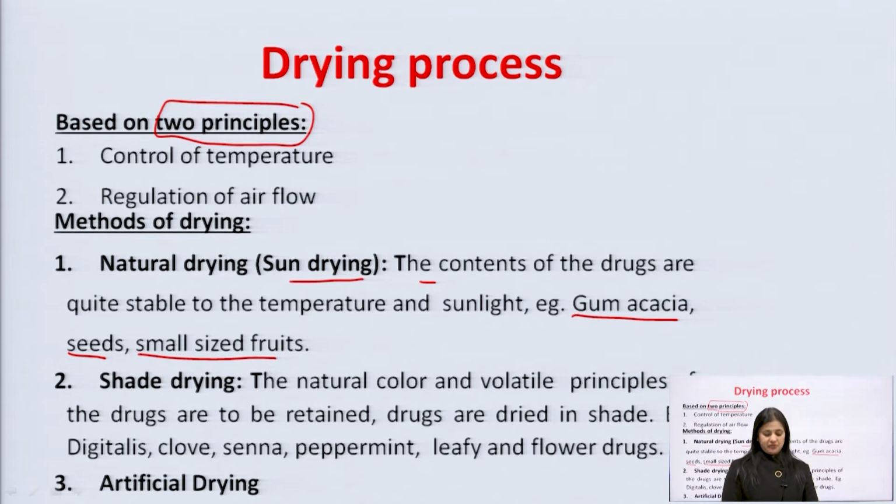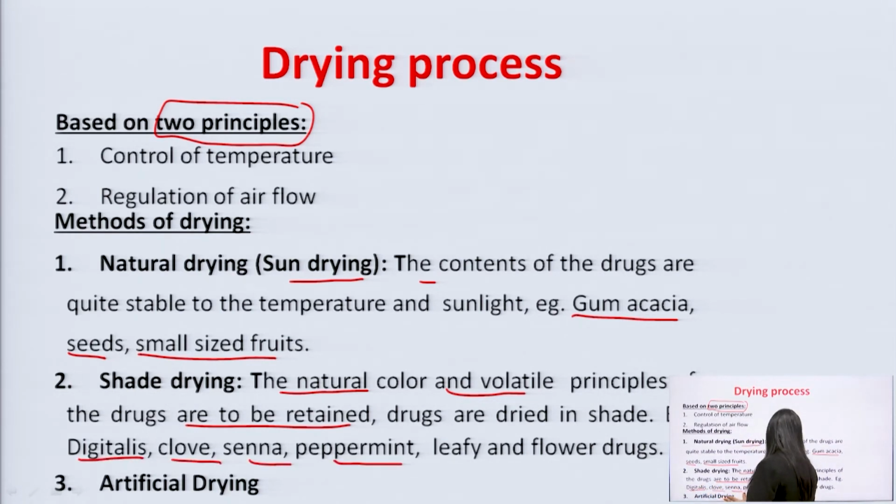Next we have shade drying. Some drugs which are not able to bear the heat of the sun rays are dried in the shade. Here the natural color and the volatile principles are maintained and retained. The plant maintains its color, the plant maintains its volatile oil. Examples include digitalis, clove, senna, peppermint, leafy and flower drugs.